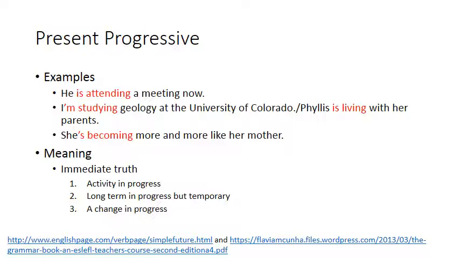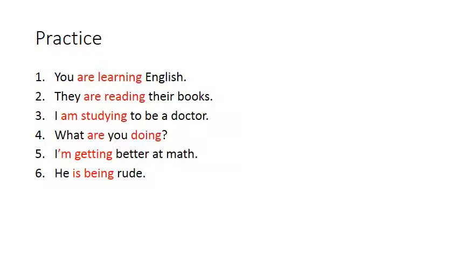Now, the last meaning here, she's becoming more and more like her mother, is talking about a change that's in progress. So we said that one of the meanings of the progressive is that it's incomplete and also that it's a change. So she's becoming more and more like her mother means that she is changing over time to be more and more like her mother. The change is not complete yet. At some point it will be complete, but right now we're focusing on a change that is happening that has not yet finished. So let's take a look at some examples.